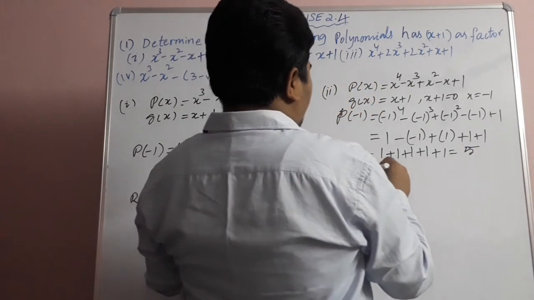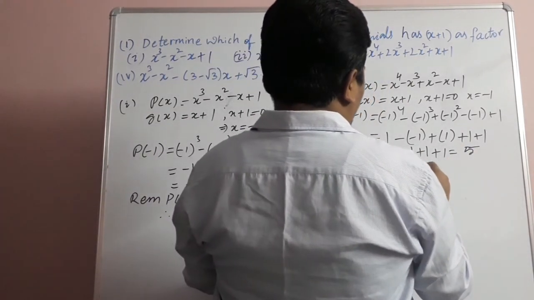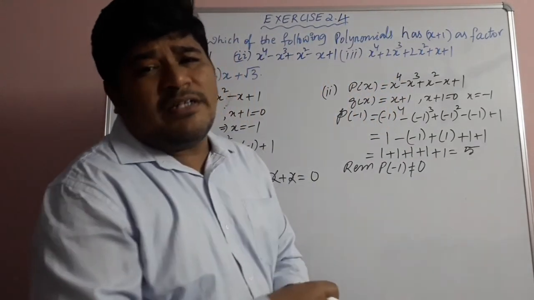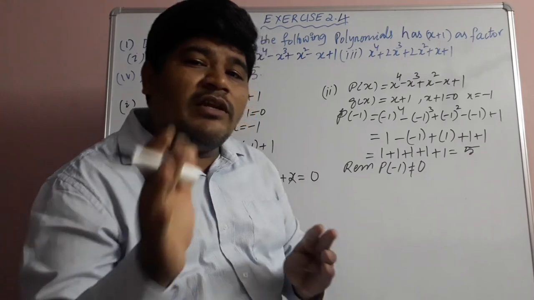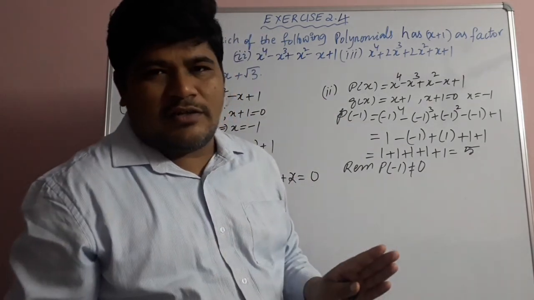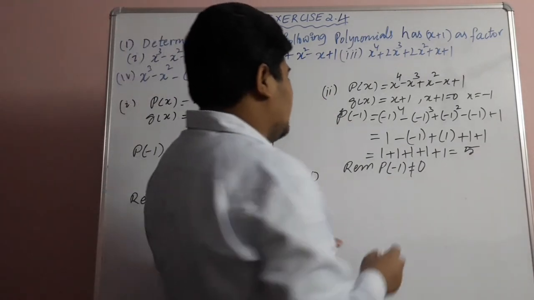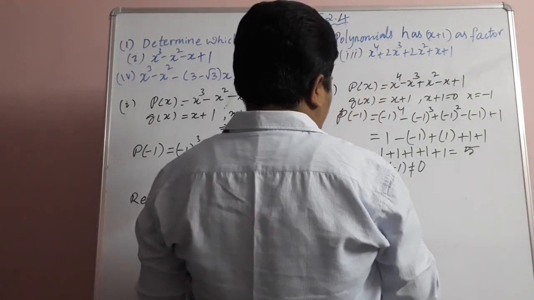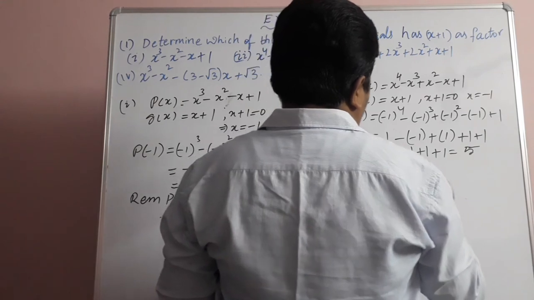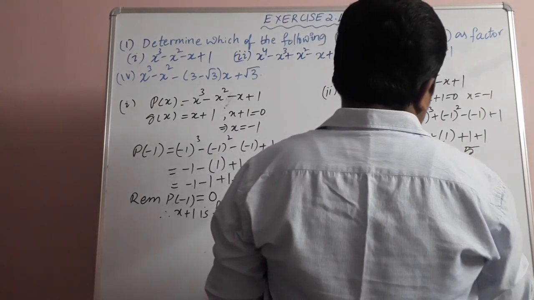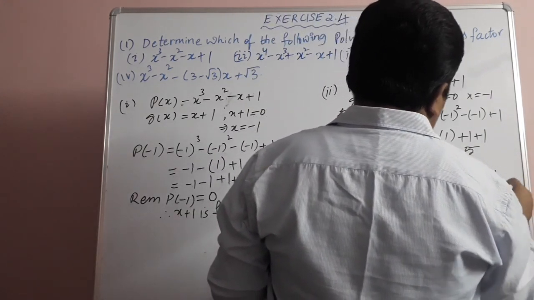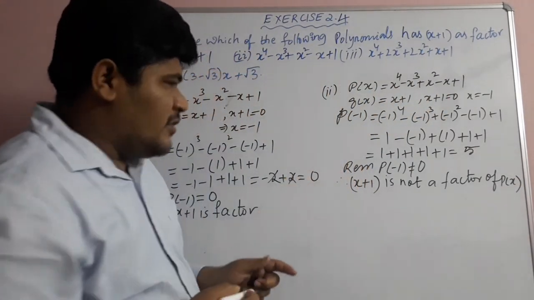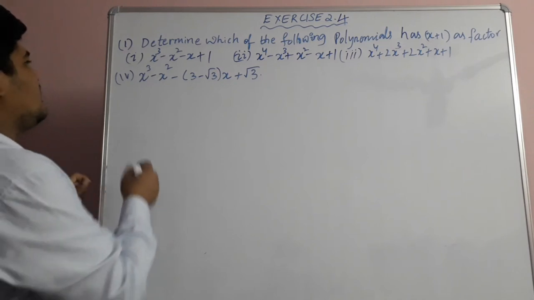Okay, so the remainder p of minus 1 is not equal to 0. We got a non-zero remainder. If the remainder is 0, then only that particular divisor is called a factor according to the factor theorem. So children, therefore x plus 1 is not a factor of p of x. Okay, so children, in this way we will solve this problem. Children, let's see problem number 3.